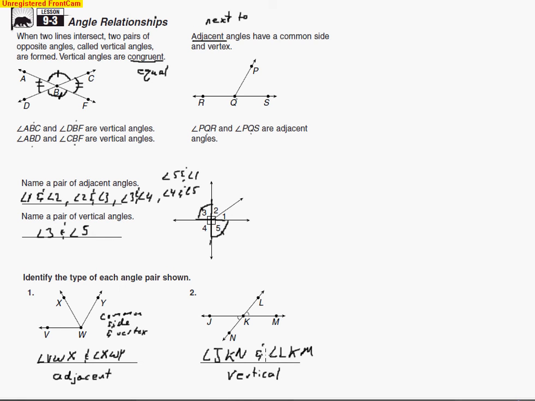Well, those are vertical and adjacent angles. We're going to take a look at complementary and supplementary in part 2, so check that out.